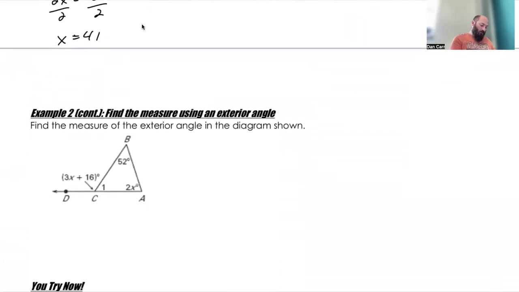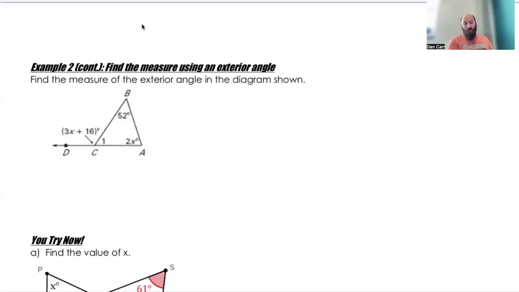One last example for this one. There's more of that exterior angle theorem. My exterior angle is 3x plus 16. So 3x plus 16 equals the sum of the two non-adjacent angles, so it equals x plus 52 here. Now that we have this, we have the exterior angle equals the sum of the two non-adjacent. Just do our normal algebra steps.